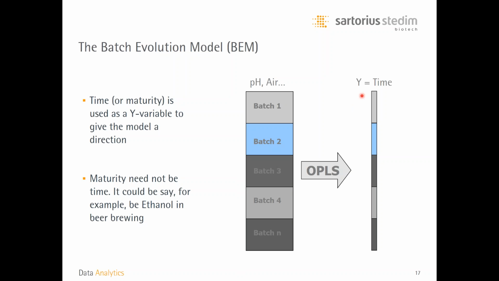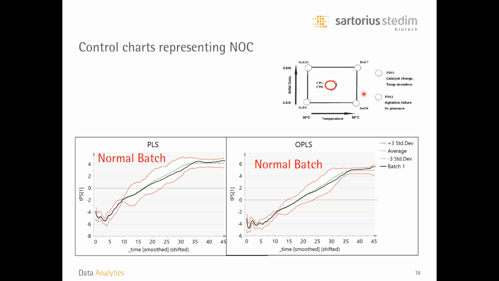We are using the measurement time as a Y variable to give the model a direction. We need not necessarily use measurement time if we have some characteristic variable that is indicative of the batch progression or batch age. We would call such a variable a maturity variable. We could use that instead of a time variable, but in this example, we are using time. So we will use the 6 normal operating condition batches and develop one PLS model and one OPLS model.